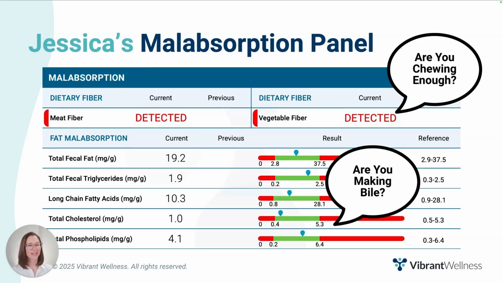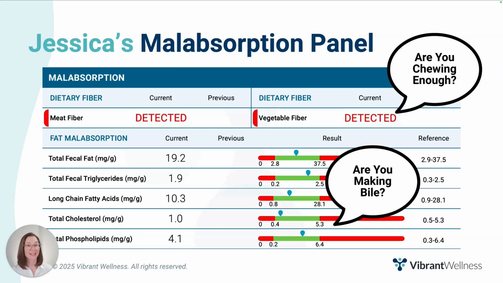First of all, it looks like she's not chewing enough, as both meat fiber and vegetable fiber were detected. Now, under normal circumstances, dietary fibers should be metabolized into short-chain fatty acids, organic acids, indoles, and other metabolites, and should not be present in the stool. Therefore, the quantification of fiber levels provides an assessment of digestive efficiency, highlighting potential insufficiencies in enzymatic or digestive processes.